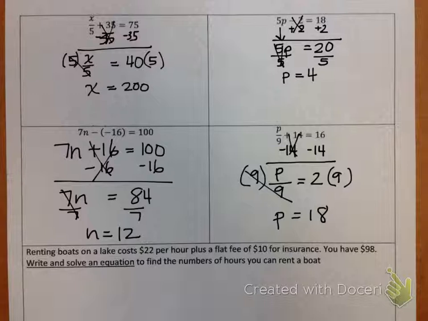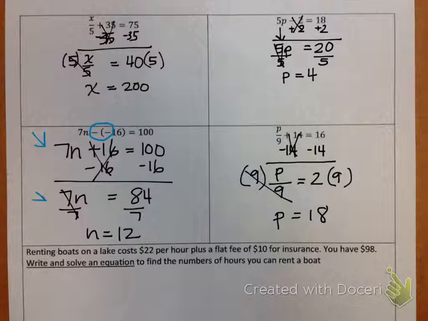You'll see here that the first thing that I did was rewrite this as 7n plus 16. That's because when a minus and a negative touch each other, it changes into a positive. Once you change this minus a negative to a positive 16, then you have to subtract 16 from both sides. You end up with 7n equals 84.